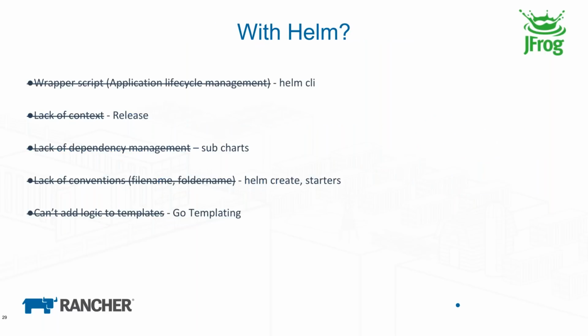The wrapper scripting is all done with the Helm CLI. Contextualizing everything together is very easy because you release the Helm chart with all of the Docker containers associated with that Helm chart. If you want to use subcharts for third-party dependencies, you can do that. There are basic conventions built into Helm on how to name things. And if you need advanced logic in your template, you have Go templating to do the work.